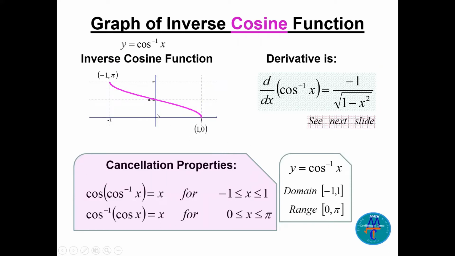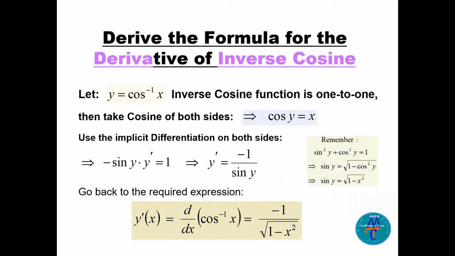Now the second formula is for the inverse cosine function. Same idea here. This is the graph of the inverse cosine function. The domain is -1 to 1, and the range is 0 to pi, which is quadrants 1 and 2. And the derivative of the inverse cosine of x will be -1 divided by square root of 1 minus x squared. Also on the next slide, I will show you the steps, which are very similar to the inverse sine function. You can just go slowly through the steps here.